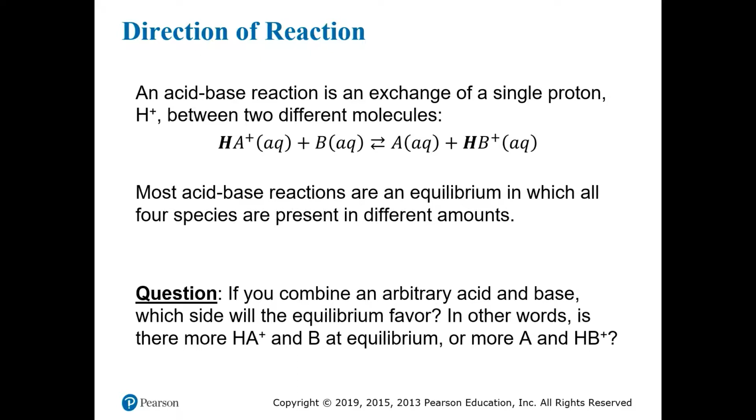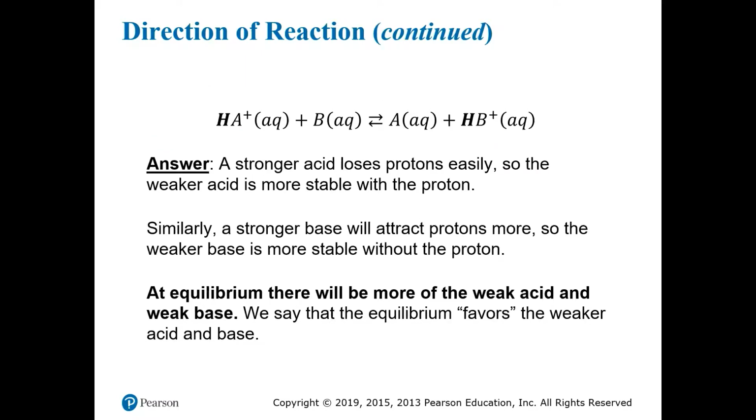In other words, for this example equation here, do we have more HA plus and B at equilibrium, or do we have more A and HB plus at equilibrium? The answer, of course, depends on the strengths of the acids and bases involved. A stronger acid will lose protons more easily. That's the definition of acid strength. The weaker acid will then be more stable with the proton on it. Similarly, a stronger base will attract protons more, and so the weaker base will be the one that's more stable without the proton.